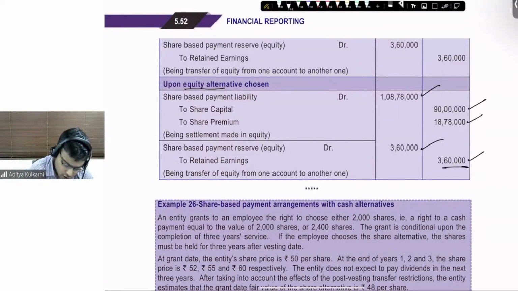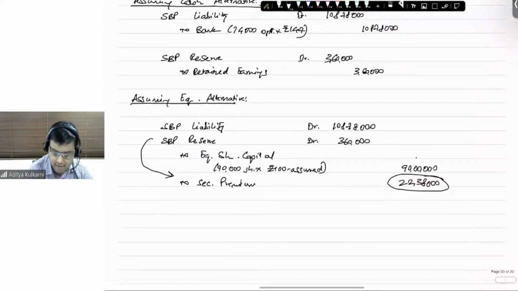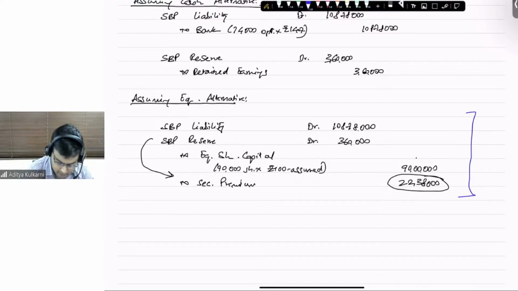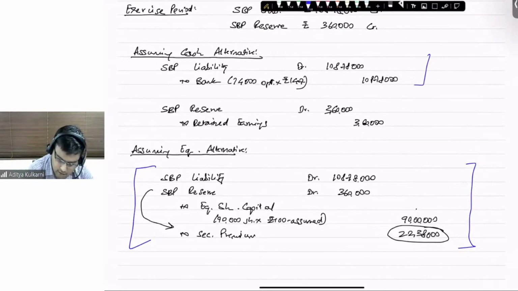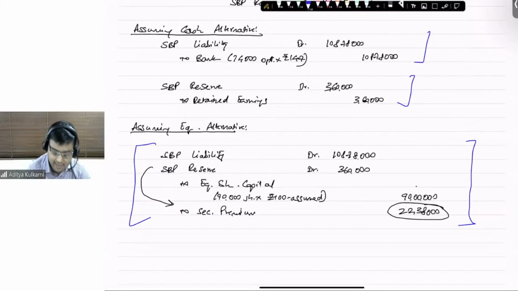Those of you who want to still choose to present in this way, they may be doing that. Okay, this is an alternative answer. But if I was in your place, I would still say that this is a better presentation, because this does not leave any scope. In this case, the equity option is not utilized, and that is why it goes to retained earnings. So this is clear.